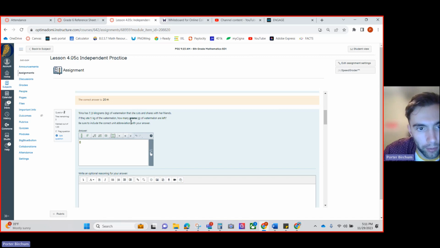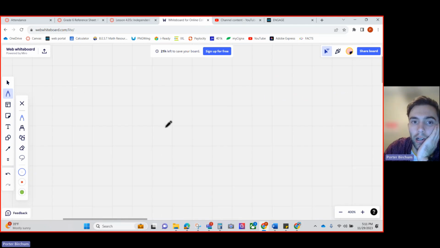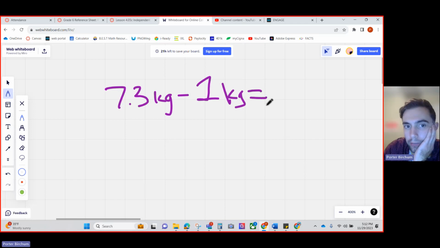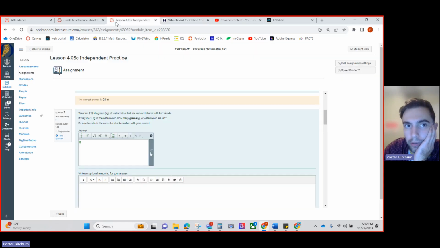If they ate 1 kilogram of watermelon, how many grams of watermelon are left? So they have 7.3 kilograms. They ate 1 kilogram. How many grams are left? Let's draw it out. They start with 7.3 kilograms. They ate, so they lost 1 kilogram. How many kilograms are left? Yeah, 6.3 kilograms. But that's not what the question's asking. The question's asking how many grams are left.